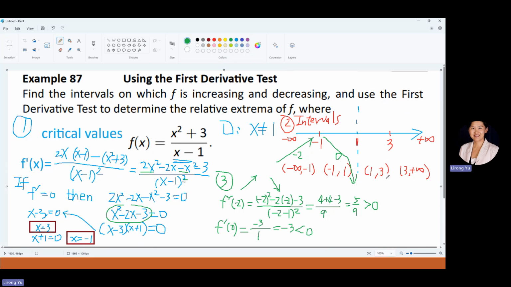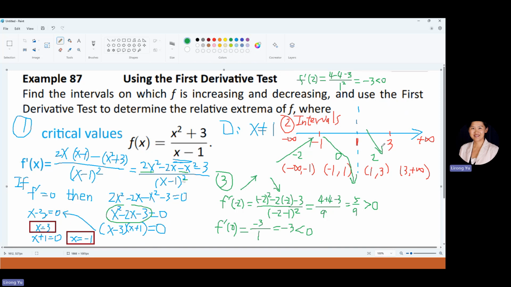Moving on, between 1 and 3, we pick the value 2. Plug in over here. F prime of 2. We put in 2 for the x value, so the numerator will be 4 minus 4 and then minus 3. The denominator would be 2 minus 1 is 1, so 1 squared would be 1. So then that's -3 actually, so it's decreasing. So on this interval it's decreasing.